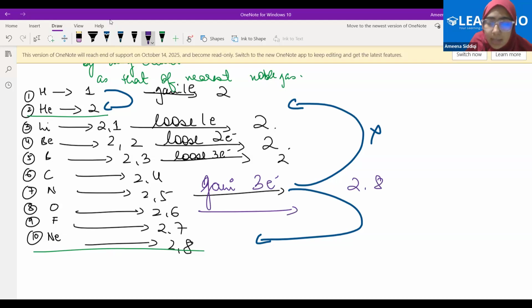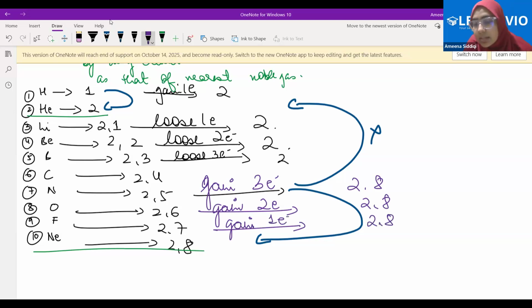For oxygen, what will happen, Umama? It will gain 2 electrons. Excellent. For fluorine, Ali? 1 electron, right? It is already 7. It wants to have 8. So it will just gain 1, right? For neon, it is already inert. Therefore, it will not want to do anything.